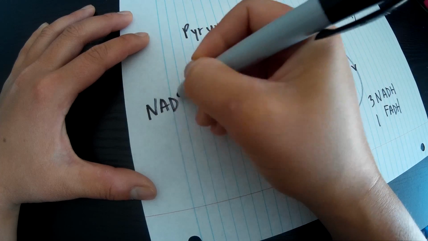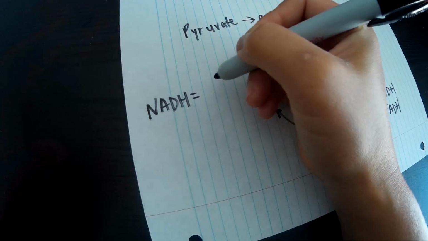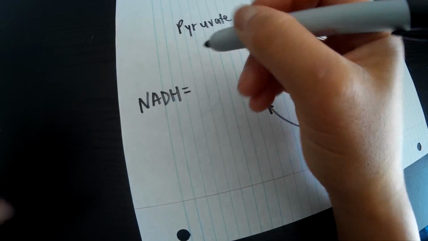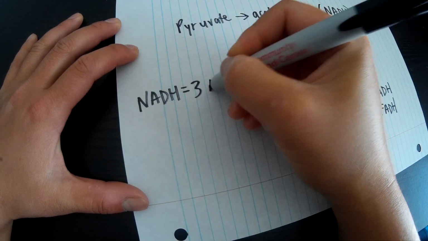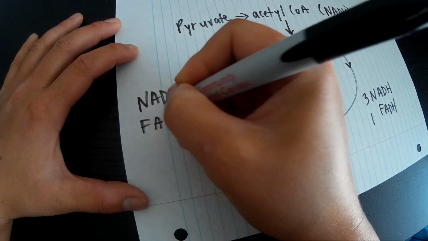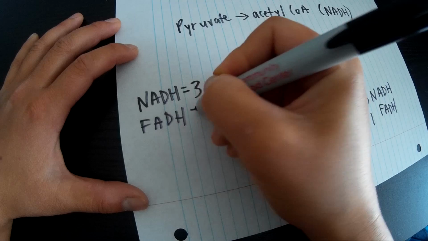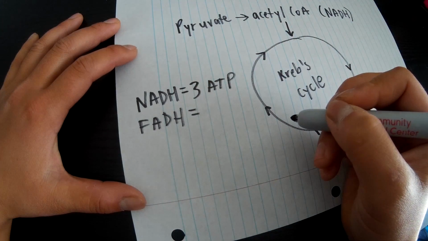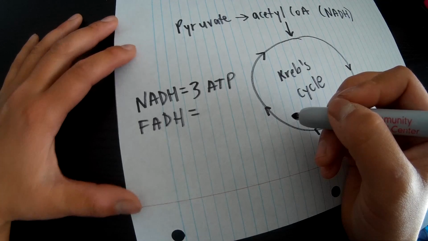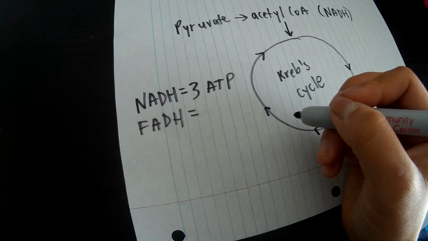Now, these 2 things will go into the electron transport chain and turn into ATP. The most important thing you need to know about each of these is that NADH equals 3 ATP, so it turns into 3 ATP, and FADH turns into 2 ATP. So you get 2 ATP out of your FADH.